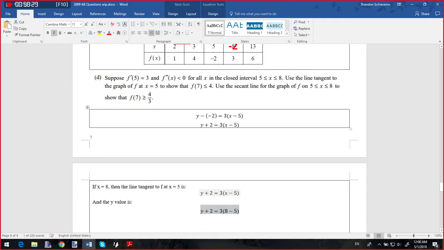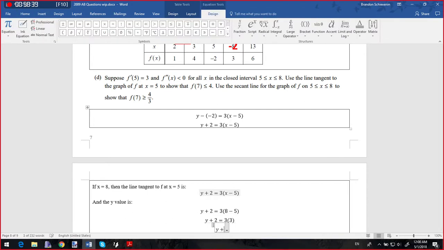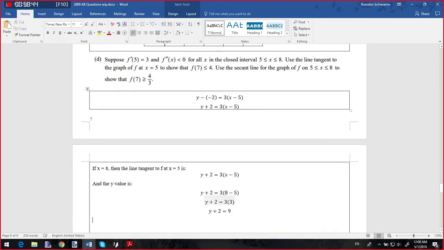So if I solve for y right now, after plugging in x equals 8, I've got 8 minus 5 is 3. 3 times 3 is 9. And 9 minus 2 is 7. I'm supposed to show that f of 7 is less than or equal. Okay, I went a little bit too far. I was supposed to only go to 7. So I'm going to walk back. I want this to be x equals 7 instead. Same principle, I just plugged in the wrong number.